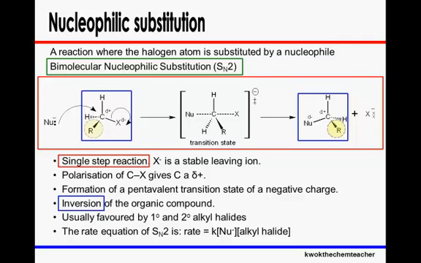Because it is a bimolecular nucleophilic substitution where both reactants have to collide with each other and they will affect the rate of the reaction, the rate equation for an alkyl halide that undergoes nucleophilic substitution by the SN2 mechanism would have the concentration of the nucleophile affecting the rate as well as the concentration of the alkyl halide affecting the rate. This whole slide demonstrates how the nucleophilic substitution reaction by SN2 occurs.